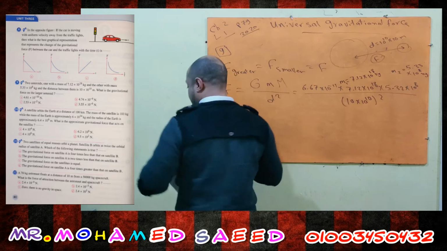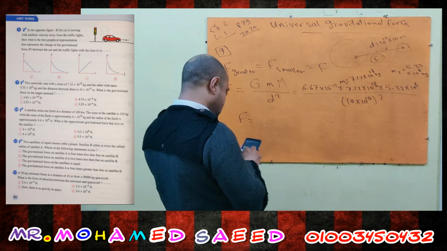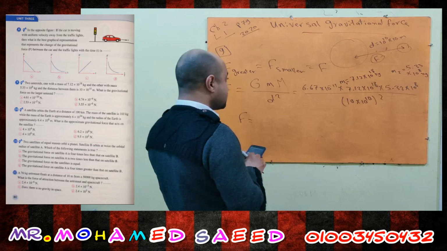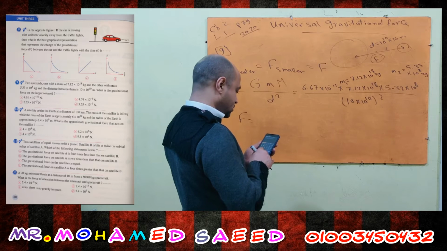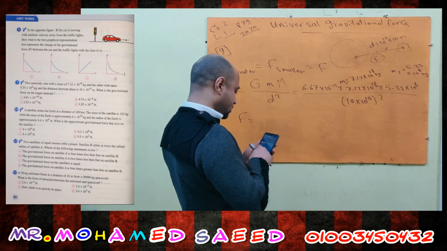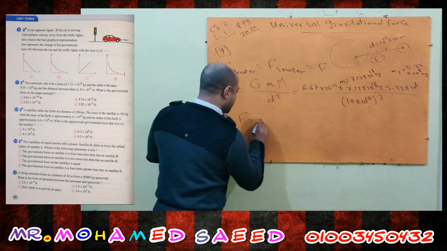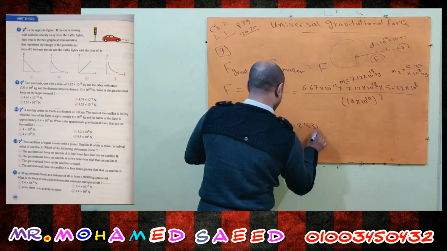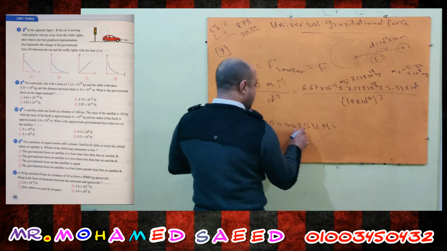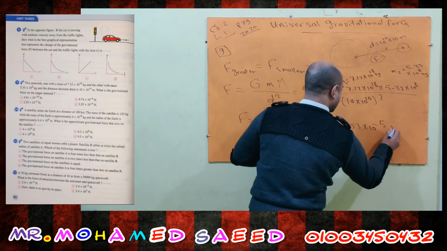Using the calculator, F equals 6.67 times 10 to the power negative 11, times 7.12 times 10 to the power 18, times 5.33 times 10 to the power 8, over 10 to the power 11 squared. That gives 0.00002531 Newton, which is 2.53 times 10 to the power negative 5 Newton.